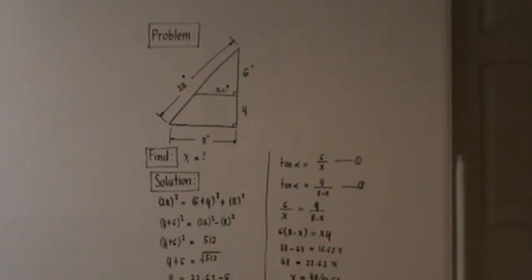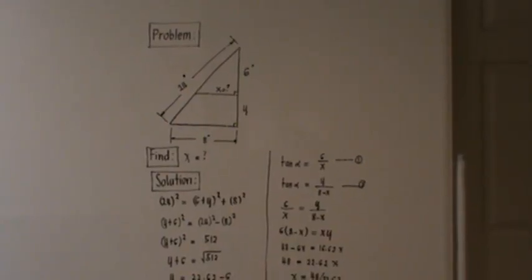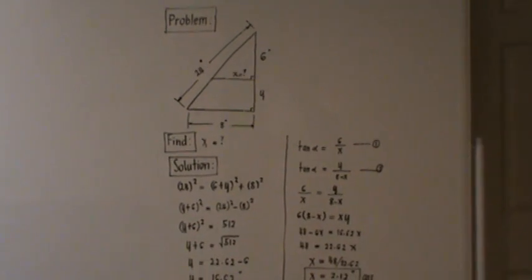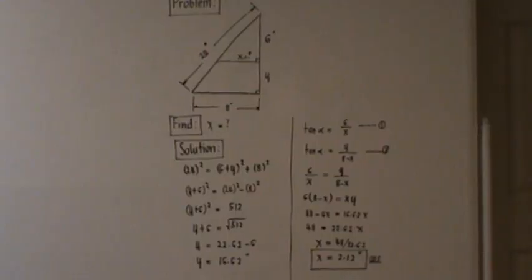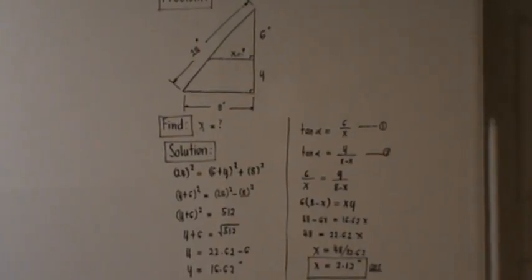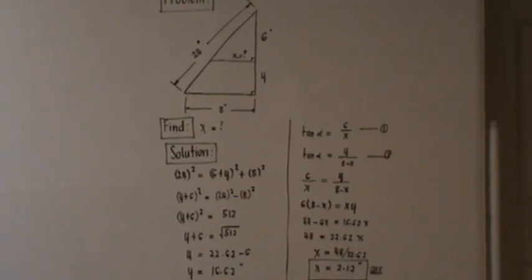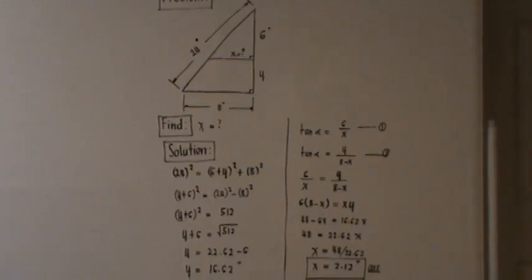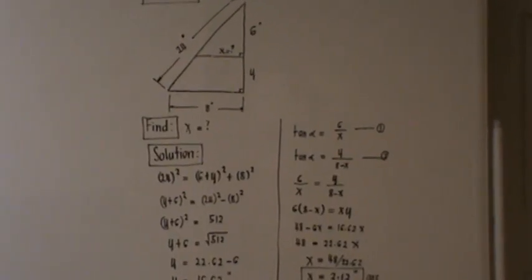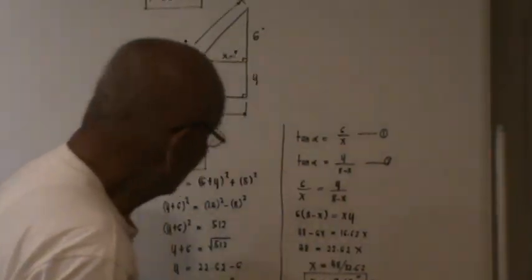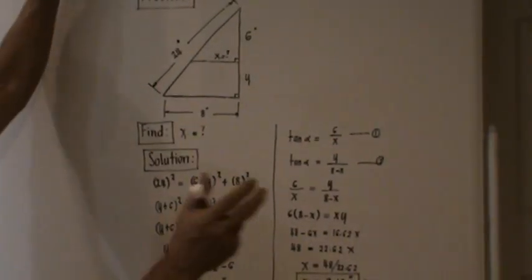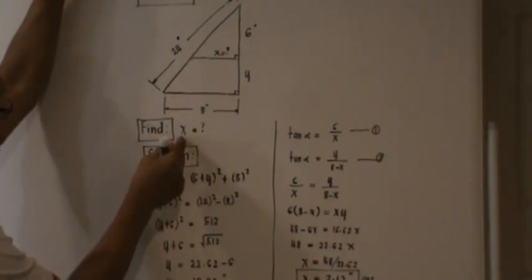Okay. I will try to lower my camera. I don't have a cameraman. I just do it myself. Yeah, it's like that. I focus a little bit on the letterings or writings on the board. So the problem is asking for the value of x, this one here.